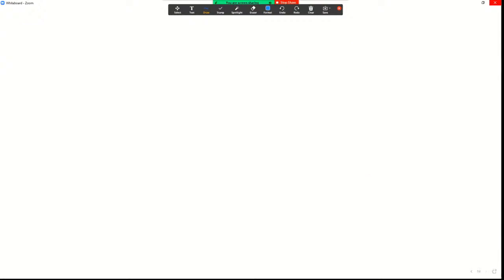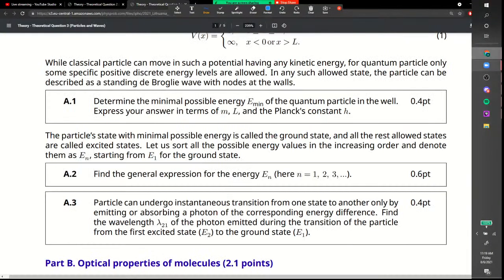Okay, then A3. A particle can undergo instantaneous transition from one state to another only by emitting or absorbing a photon of the corresponding energy difference. Find the wavelength lambda 2 1 of the photon emitted during the transition of a particle from the first excited state E2 to the ground state E1.